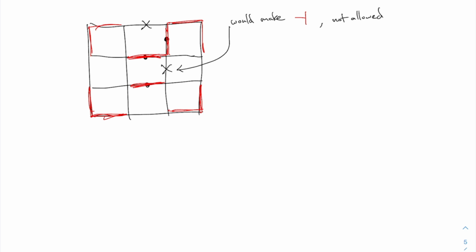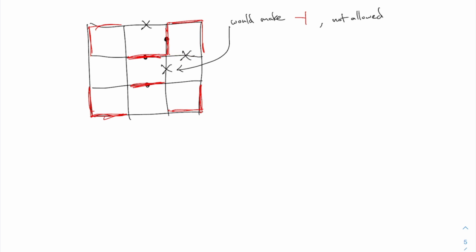You're looking for, yeah? The one above the arrow. Here? Yeah, what's wrong with that one? It would also make a subcircuit. Right, this one right here also would make a three-way here, which is not allowed. And also, if that wasn't good enough for you, it would make a little subcircuit here if you used that edge. So that one also not allowed.